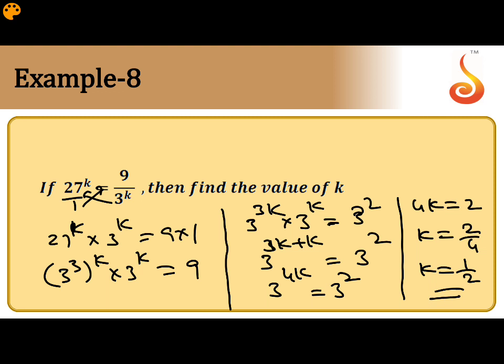So first, cross multiplying: 27 power k into 3 power k equal to 9 into 1. So 27 can be written as 3 power 3 whole power k. 3 power 3k into 3 power k. And the bases are same, adding the powers. So 3 power 4k equal to, on the right side, 9 is 3 square. So when the bases are same, the powers are also equal. Then we can get the answer. k equal to what? 2 by 4, that is equivalent to 1 by 2.